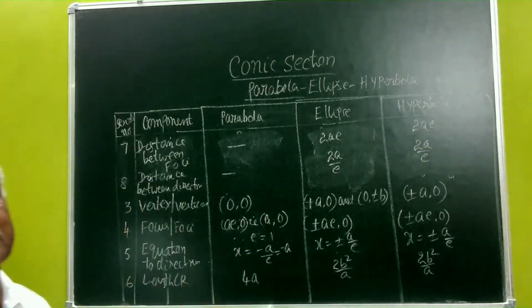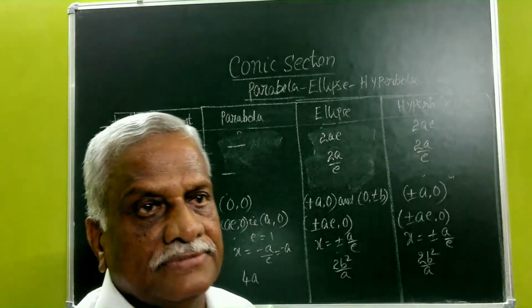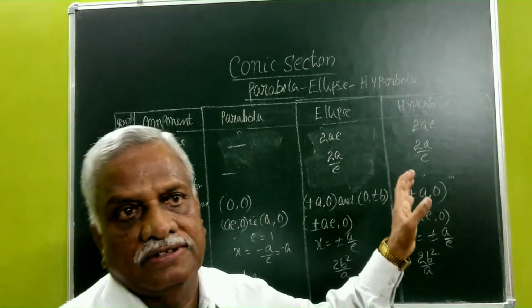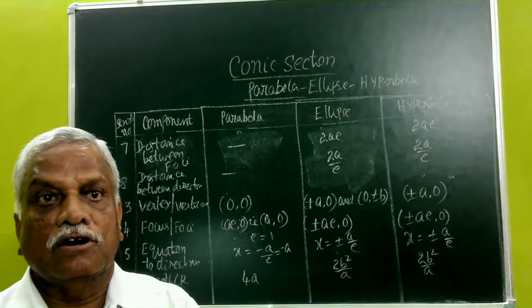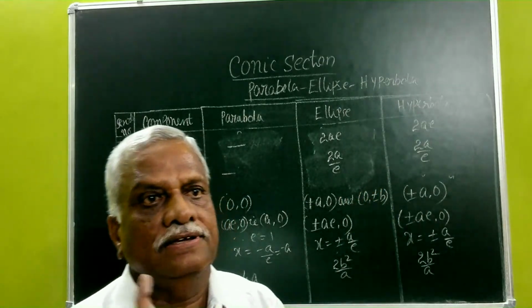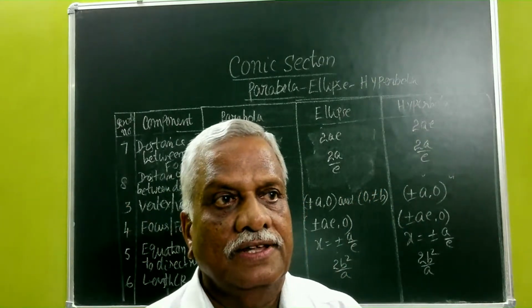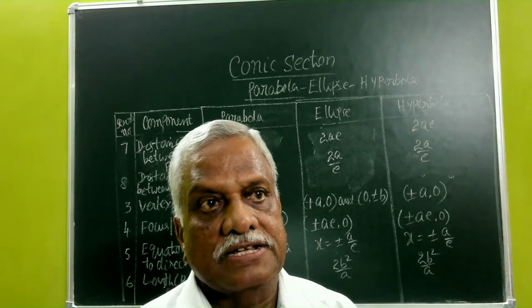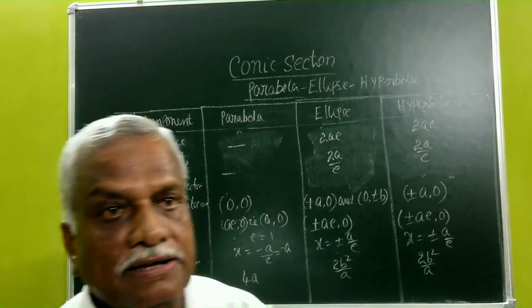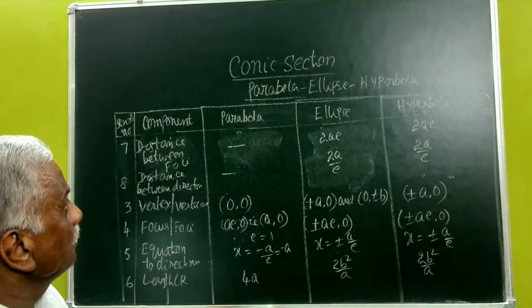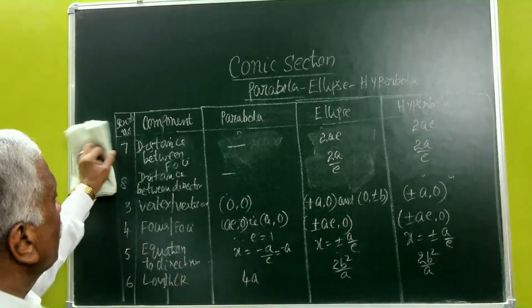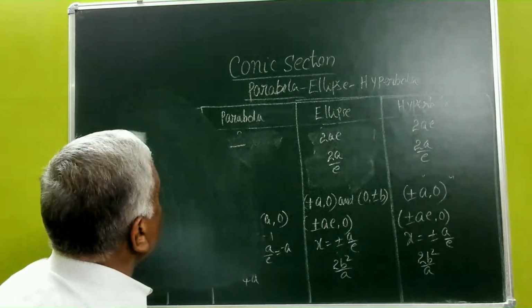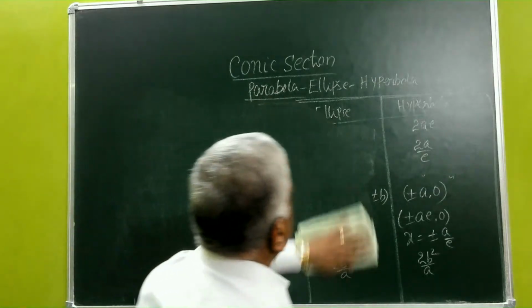If you can remember this table, in fact, your components are vertex, focus, then directrix, latus rectum. Distance between foci and distance between directrices apply only for ellipse and hyperbola. This table will help you a long way in solving almost all the problems.